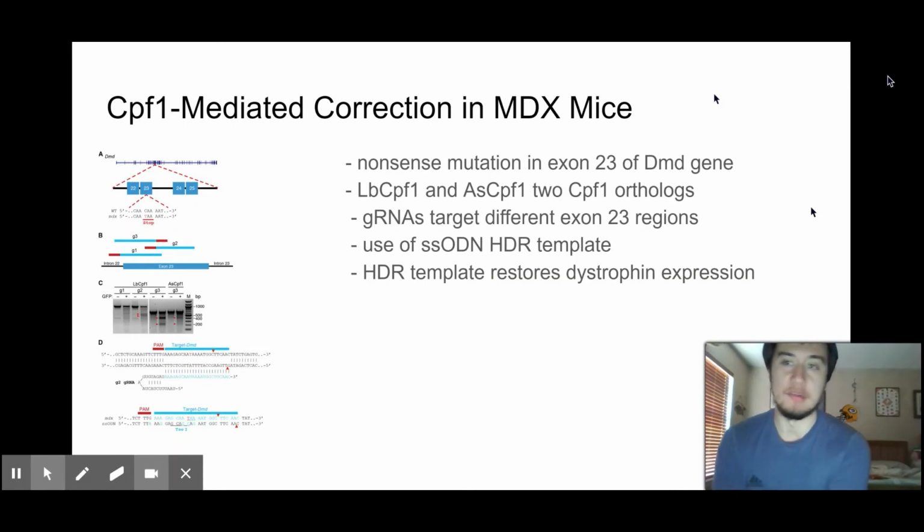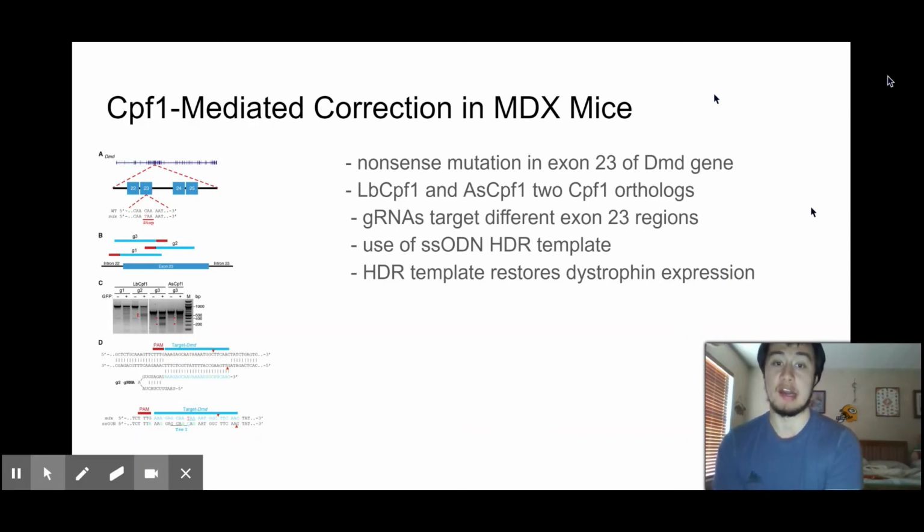Scientists now wanted to use a CPF1 mediated mechanism to correct dystrophin expression in MDX mice. Specifically, they were focused on the nonsense mutation in exon 23 of the DMD gene, shown in figure A, where a C to T transition causes the formation of a premature stop codon, preventing the expression of dystrophin. LB-CPF1 and AsCPF1 are two different orthologs of the CPF1 endonuclease, which cleaves DNA at a specific site. They have different cleavage efficiencies, shown in figure C.